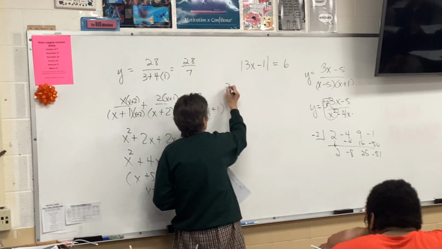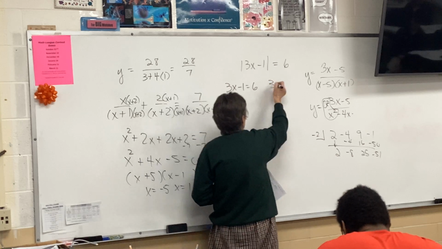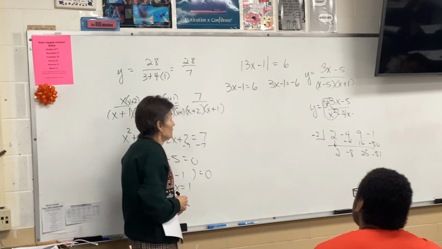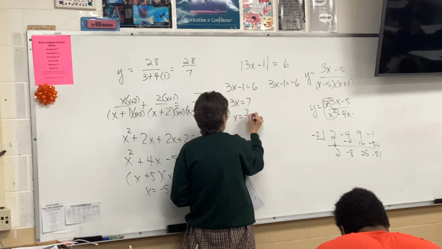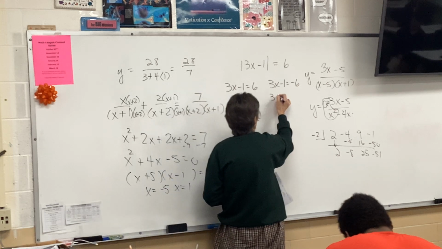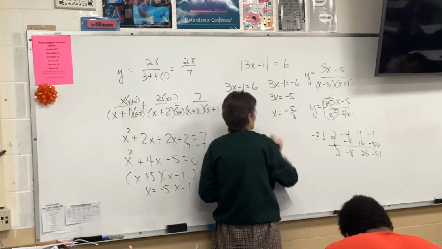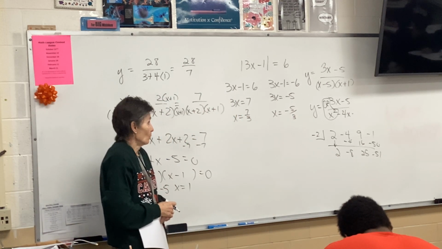That's one option. You can say 3x minus 1 equals 6, and 3x minus 1 equals negative 6. And you can just solve it. So 3x equals 7, so one answer is 7/3. And the other answer is negative 5/3. That will work.